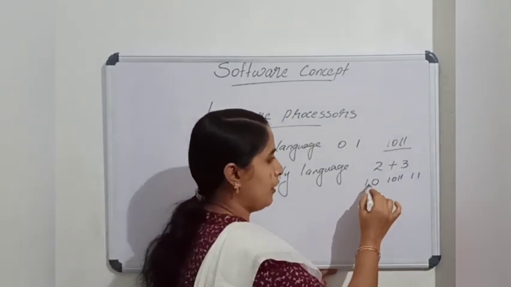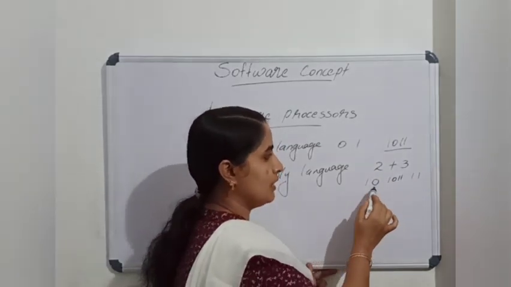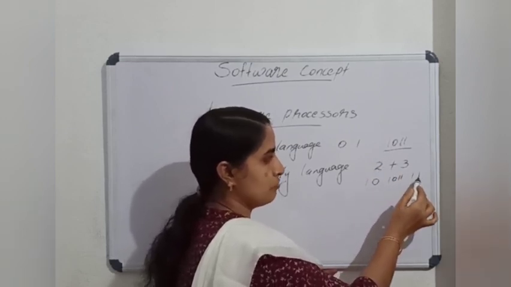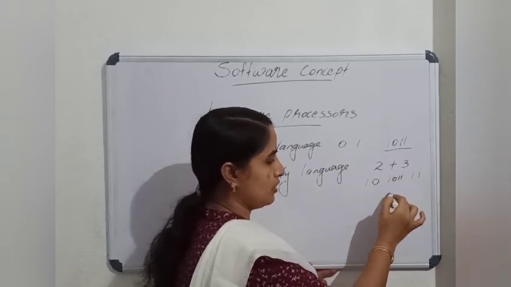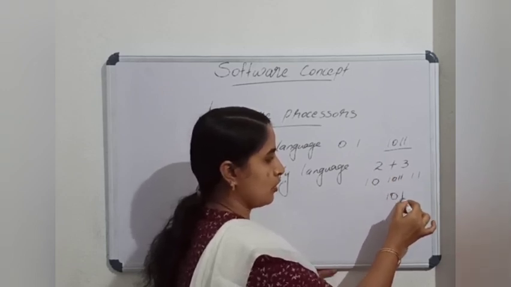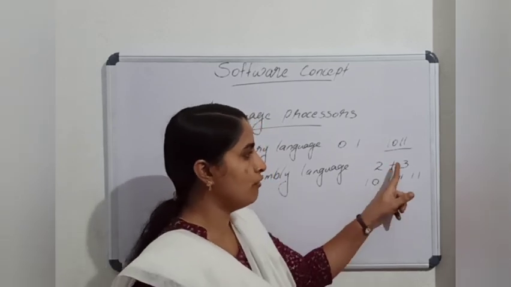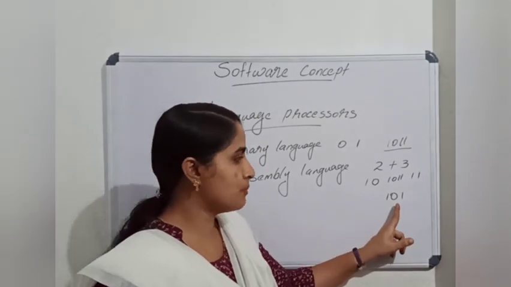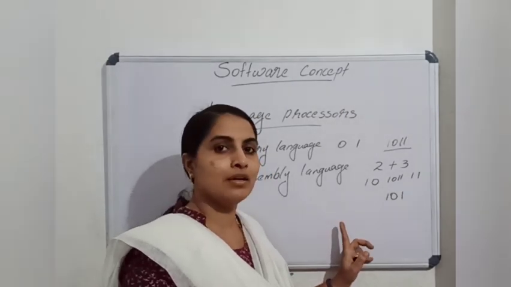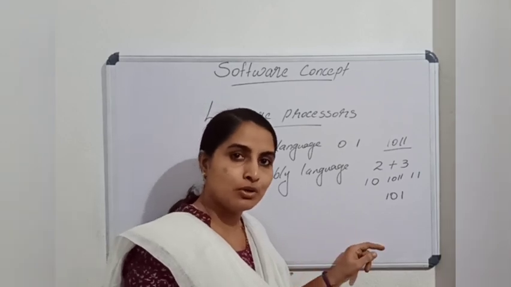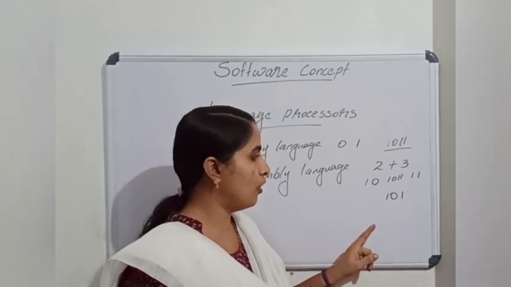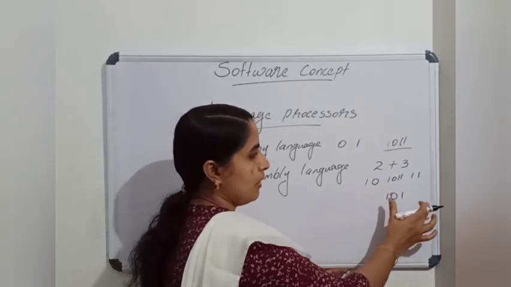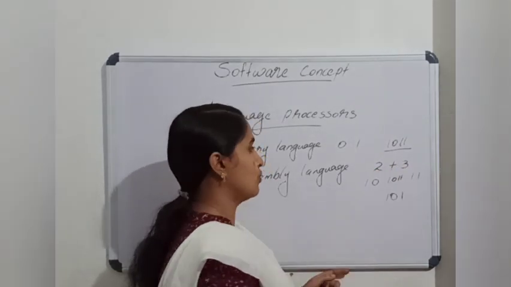So we are feeding this information to the computer. Then the computer will give you the result of 2 plus 3 as 101, which is the binary equivalent of 5. Then the user or the programmer should convert this binary number to a decimal number. Only then will we be able to find out the real output of this program. Clear? So this is the binary code to add these two numbers.